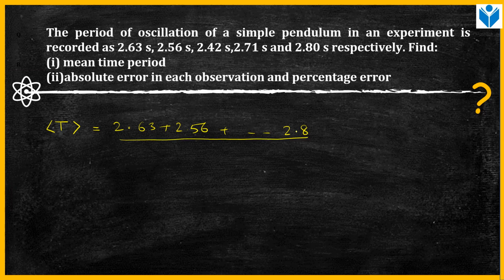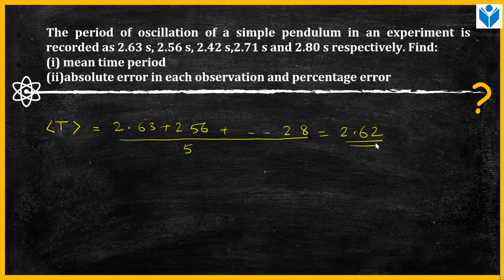How many observations are there? 5 observations. Yes or no? Yes, sir. You can find out the mean value. Can you tell me what is the answer you are getting? 2.62, sir. 2.62 is the answer.